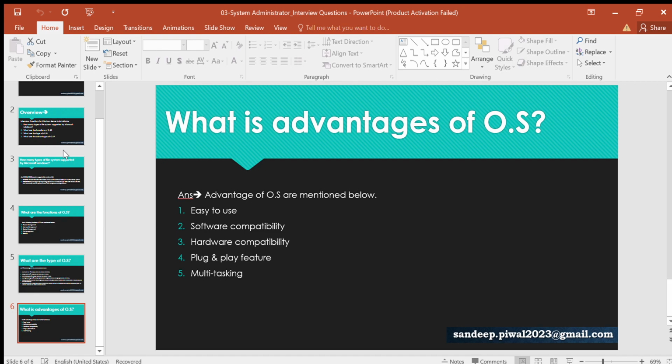The next one is software compatibility. Microsoft Windows supports a wide range of software, so you can easily install software. Then hardware compatibility: Microsoft Windows is compatible with hardware as well, and any external device can be connected to the system easily at any time. Plug and play feature: you do not need to shut down your system in case of any hardware replacement, because of the plug and play feature. And multitasking, which means multiple tasks can be performed at a time.